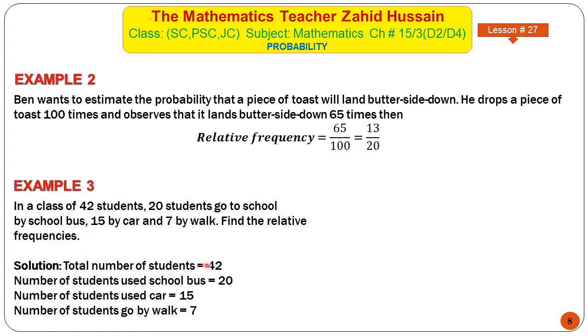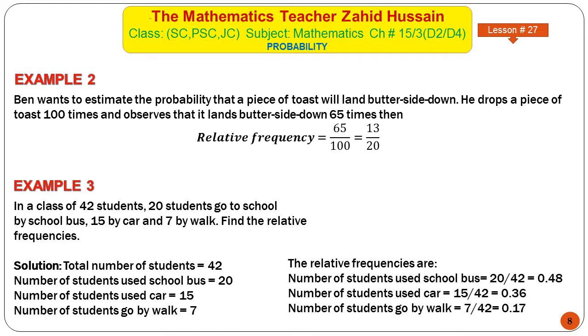So total number of students 42, number of students used school bus 20, number of students used car 15, number of students go by walk is 7. Now you are asked to find the relative frequencies of each event. So relative frequencies are number of students used school bus 20 students हैं और total 42 है. तो इसको सिंप्लीफाई कर लें फ्रैक्शन फॉर्म में और डेसिमल में ये आ जाएगा. नंबर ऑफ स्टूडेंट्स यूज्ड कार, तो नंबर ऑफ स्टूडेंट 15 है और 42 जो है वो ये है. तो इसको सिंप्लीफाई कर लें वो आंसर, या डेसिमल में इसका ये आंसर.